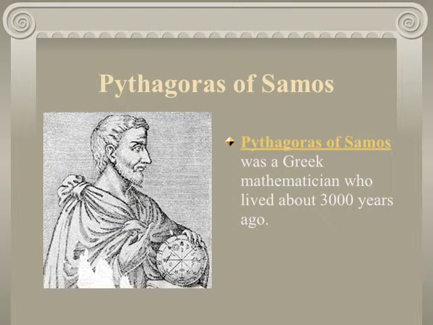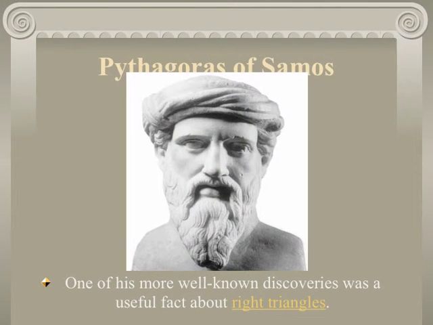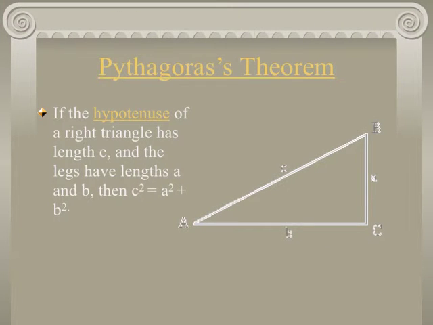Pythagoras of Samos was a Greek mathematician who lived about 3,000 years ago. One of his more well-known discoveries was a useful fact about right triangles. Pythagoras discovered that if the hypotenuse of a right triangle has a length, say c, and the legs have lengths a and b, then c squared is equal to a squared plus b squared.